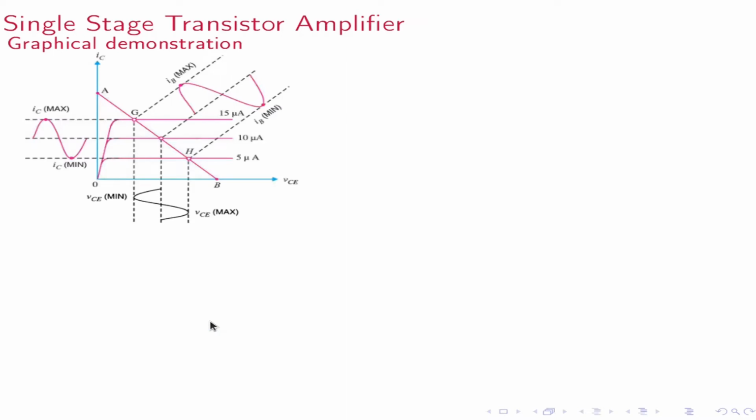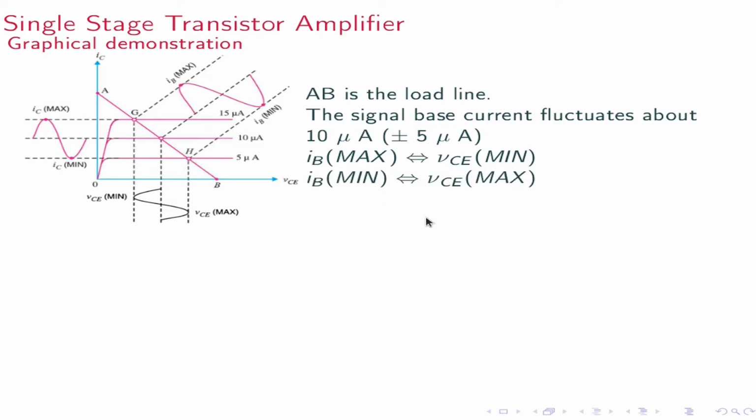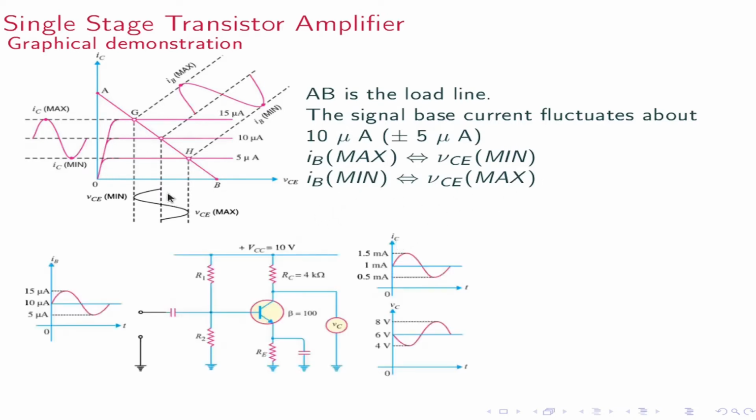You can prove it graphically. So this is the VC IC graph. Here AB is the load line. The base current varies about 10 microampere, plus 5 and minus 5, that is IB maximum is 15 microampere and minimum is 5 microampere. When IB is maximum, see the point G, VC is minimum. When IB is minimum, graphically it is clear, VC is maximum. So it is very clear that these two have a phase difference of 180 degrees.